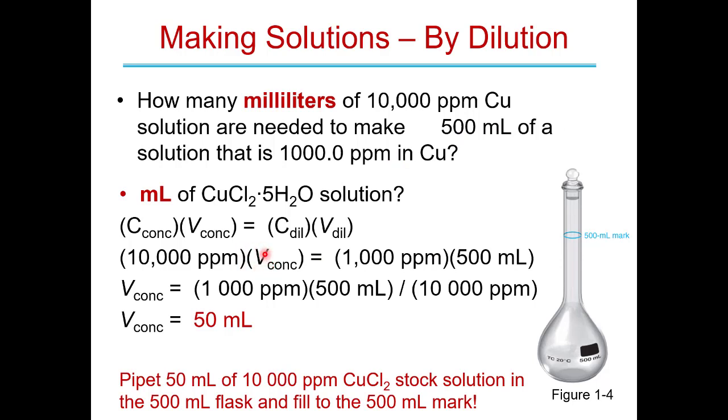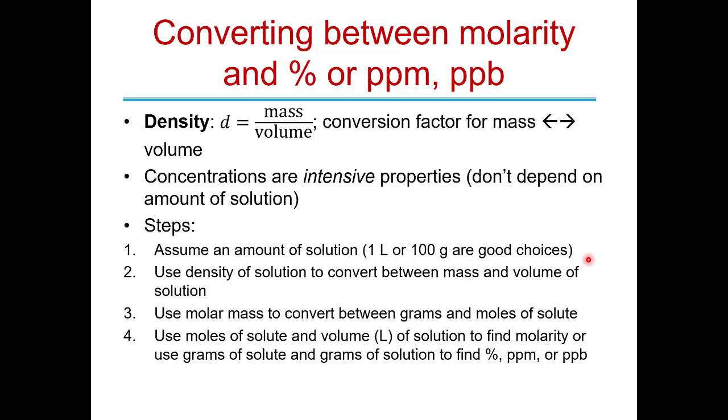And so we solve this equation by dividing both sides by 10,000. So we have 1,000 times 500 divided by 10,000. The ppm unit cancels out. We're left with milliliters. And so it says 50 milliliters. So what we're going to do is measure out with, say, a 50 ml pipette, 50 milliliters of this solution, put it into this flask, add water up to the mark, and mix well.